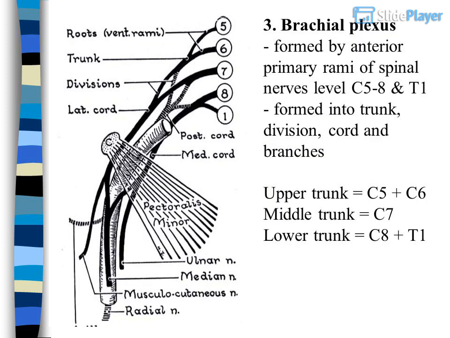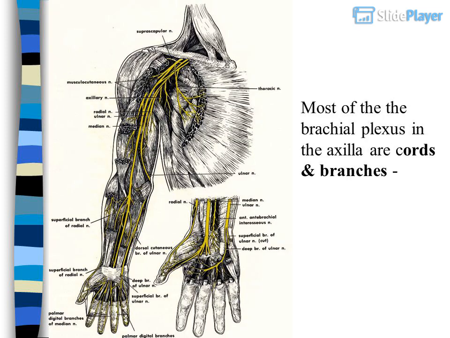3. Brachial plexus. Formed by anterior primary rami of spinal nerves C5-8 and T1, formed into trunks, divisions, cords and branches. Upper trunk equals C5 plus C6. Middle trunk equals C7. Lower trunk equals C8 plus T1. Most of the brachial plexus in the axilla are cords and branches.